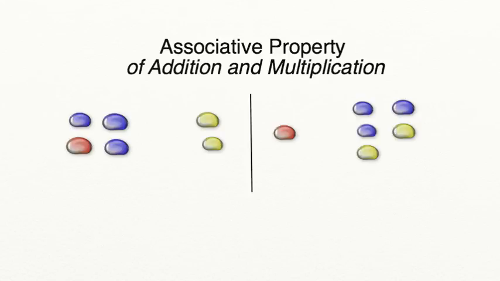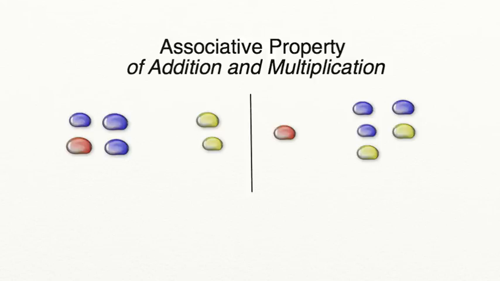Welcome to today's lesson on the associative property of addition and multiplication. The associative property is a rule in math that's all about grouping numbers together. It's easiest to be shown when you're using pictures, so let's go ahead and take a look. We're going to use the picture below to group different numbers together in an equation.